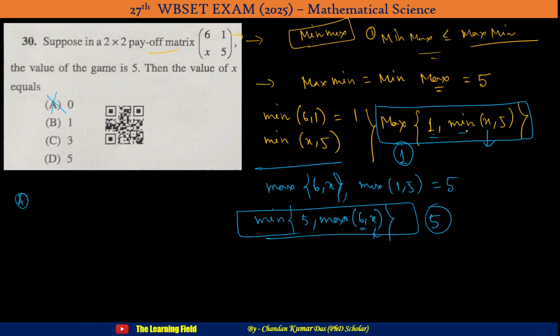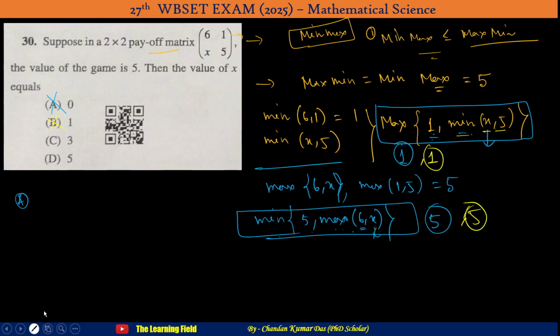If we put x equal to 1, then the minimum of 1 and 5 is 1, and the maximum of 1 and 1 is again 1. And here, the maximum of 6 and 1 is 6, and the minimum of that and 5 is again 5. So here 5, here 1. These are unequal. That means option B is also incorrect.